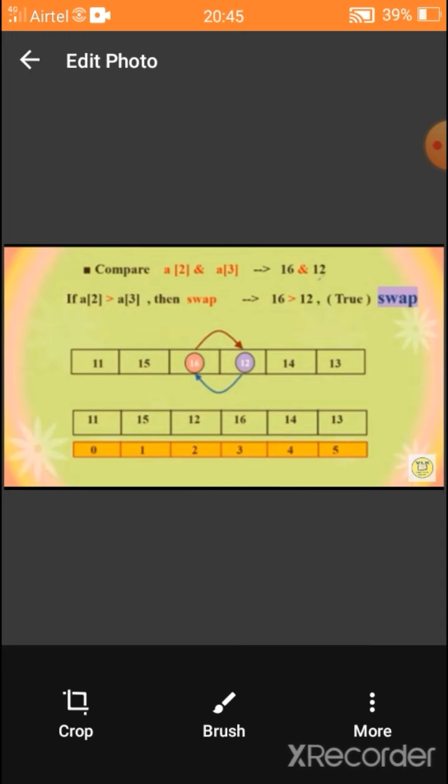So next, see the continuation of this example. What are the next adjacent elements? 16 and 14. It is a pair. It's going to check. 16 is greater than 14. They are not in order. So a swap is required here. After swapping, 14 goes to the third index position and 16 goes to the fourth index position. Is it clear?